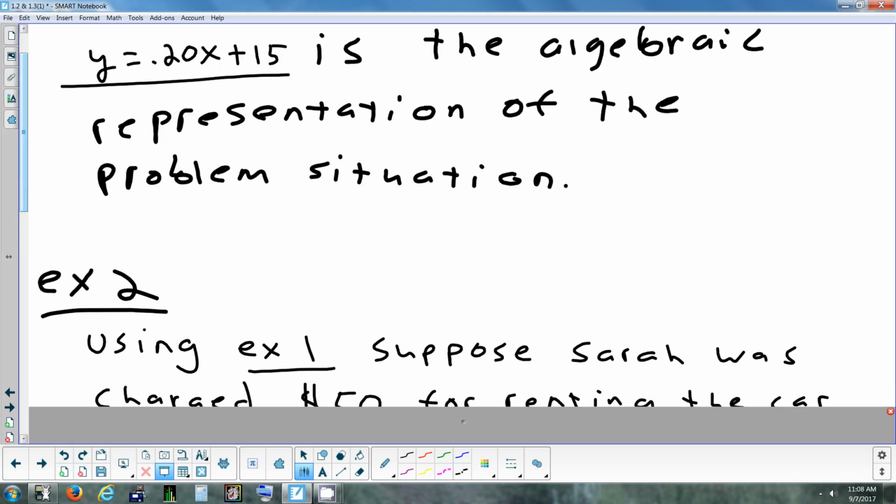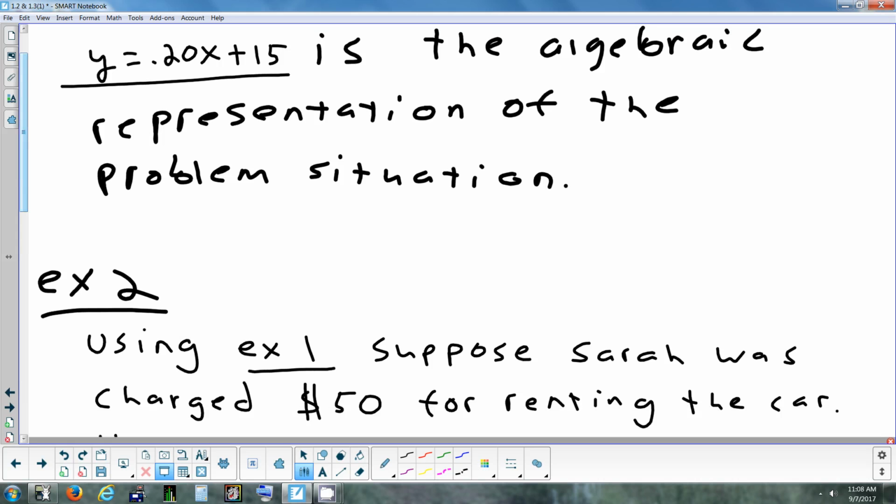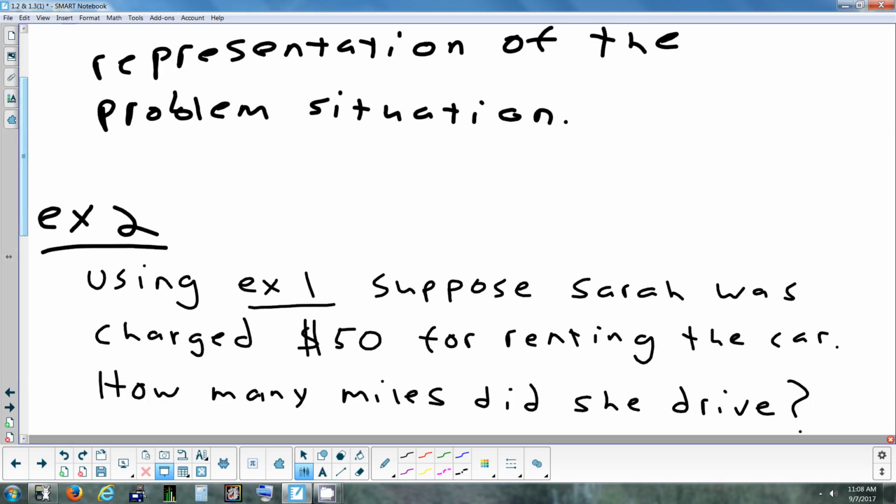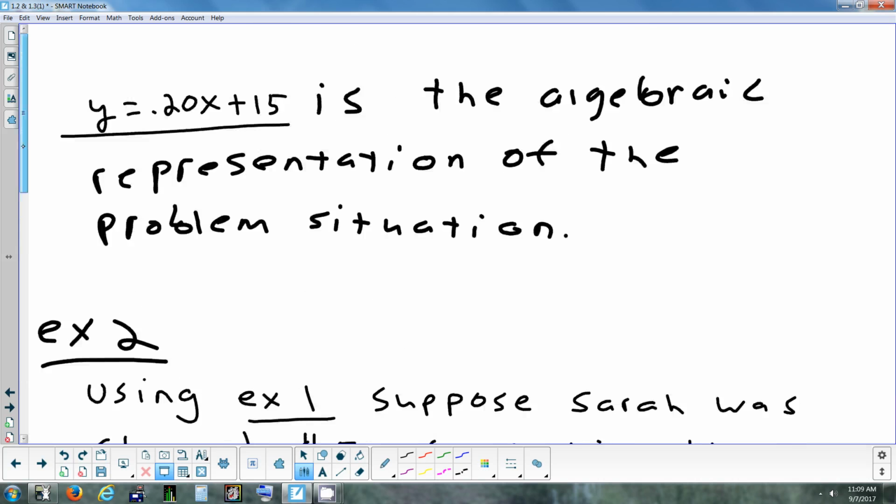All right, so now we're going to take that same equation, and we're going to say that suppose Sarah was charged $50 for renting the car. How many miles did she drive? What's different about this example? You're still using the same equation, but what are you doing different now? Curtis? You get a different variable. Okay, what variable are you plugging in for? The total cost. Yeah. Now we're going to plug in for the total cost.